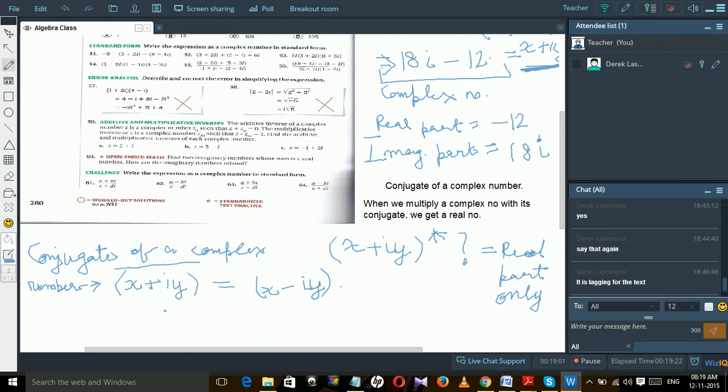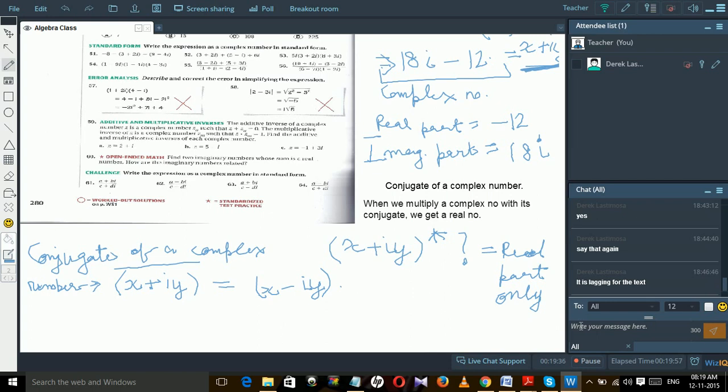So what happens actually when you multiply, we know the conjugate, that is x plus iota y with a bar over it, and the way we evaluate it, it comes out to be x minus iota y. So what happens when you multiply x plus iota y and its conjugate, x minus iota y, you get only the real part. We'll verify it.